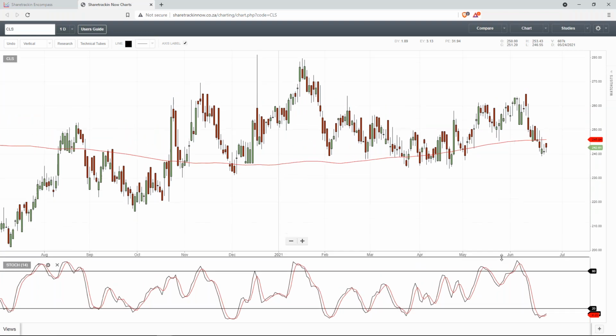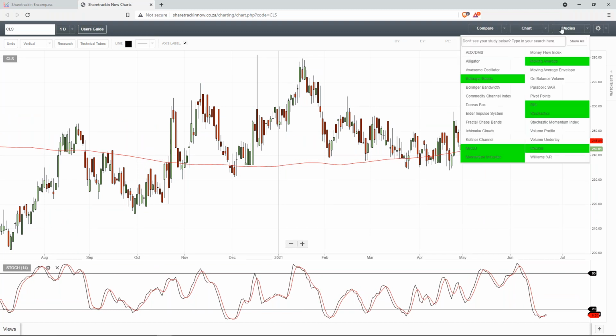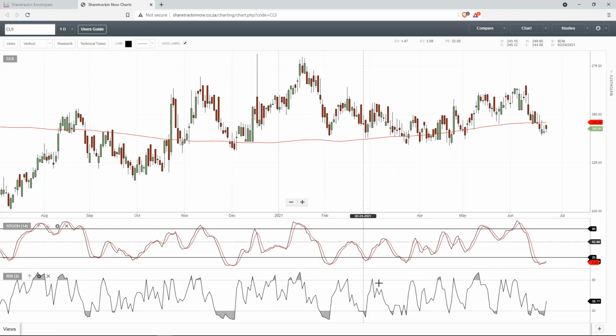The stochastic is quite easy to understand, but the other one that we use with the stochastic we call the RSI, which is the relative strength index. So we're going to go to studies, go to RSI, and you'll see that it's also going to give a little block, but here we need to make a change. We're going to change this period from 14 to 3, and then just say create, and it's going to create the RSI for us.